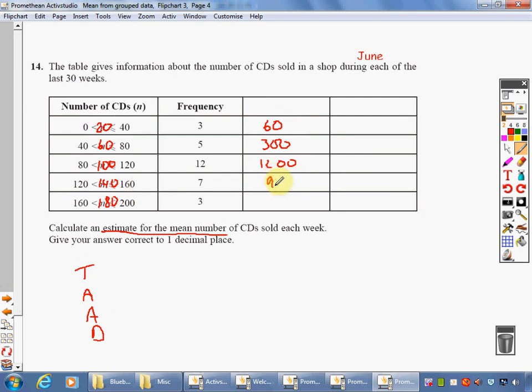980. And 540. Now I'm going to add those up. Sorry, that's my times done, let's tick it. Now I'm going to add them up. 540 plus 980 plus 1200 plus 300 plus 60. That comes to a grand total of 3080.